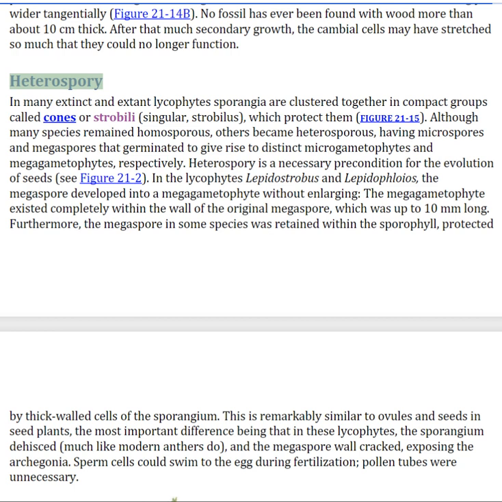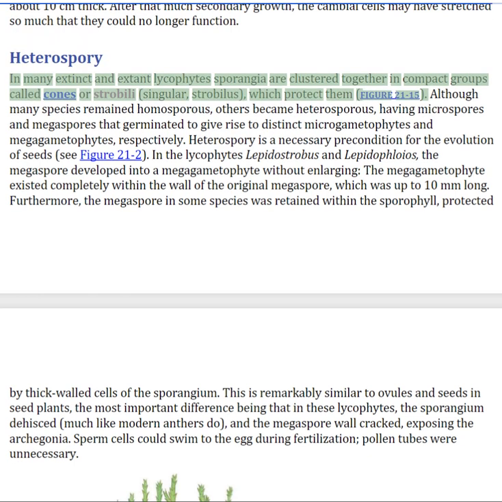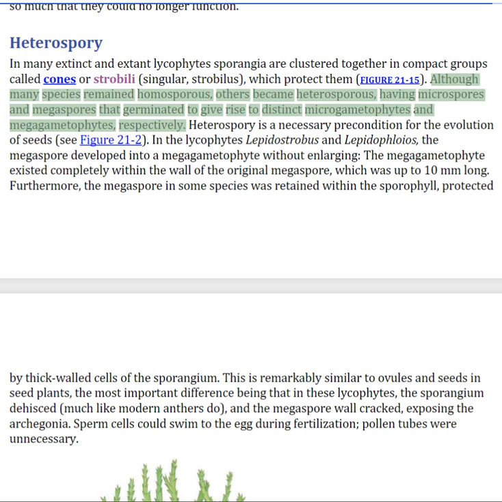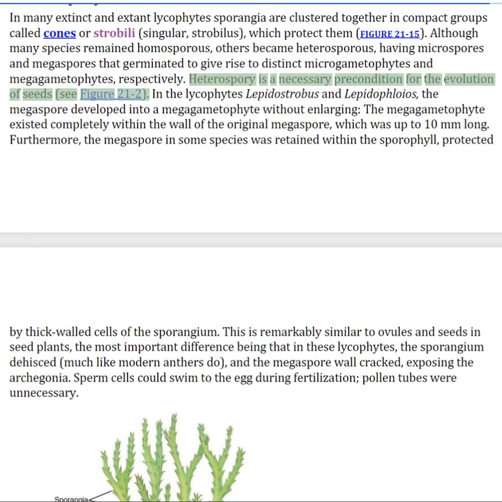Heterospory. In many extinct and extant lycophytes, sporangia are clustered together in compact groups called cones or strobili, which protect them. Although many species remained homosporous, others became heterosporous, having microspores and megaspores that germinated to give rise to distinct microgametophytes and megagametophytes, respectively. Heterospory is a necessary precondition for the evolution of seeds.